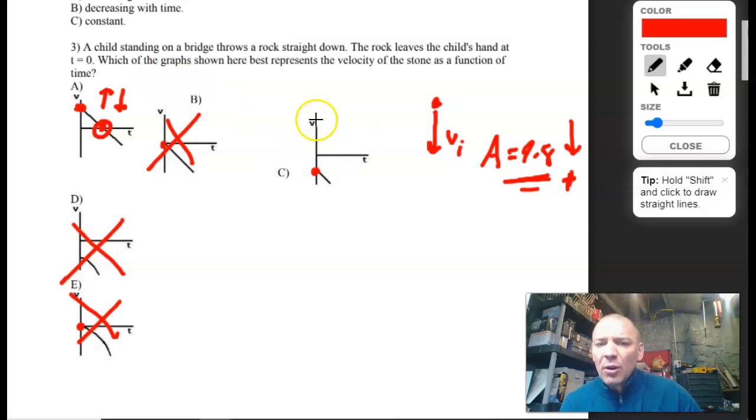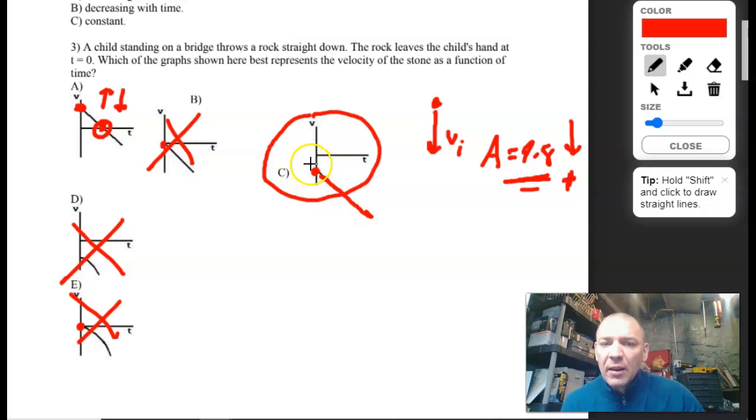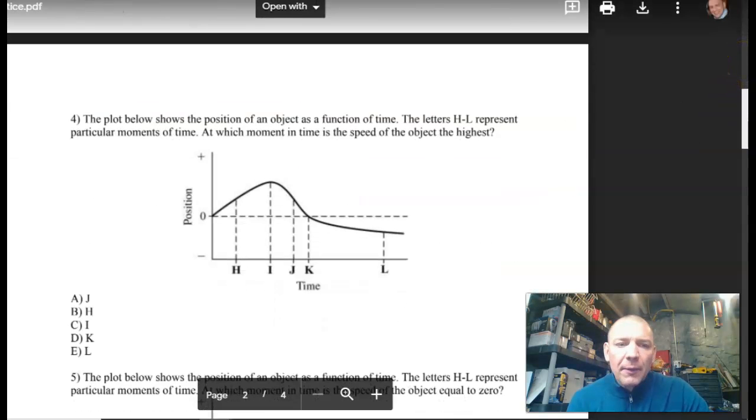So that means we're going to go with C, because it's starting with a velocity and then it's always going down. So this one would always be on the negative side, with no direction change. When we go from positive to negative, that would mean a change in direction, which wouldn't fit this problem. So that one's a little tricky. Hopefully you could narrow it down to A or C and then puzzle through that. We'll keep going.